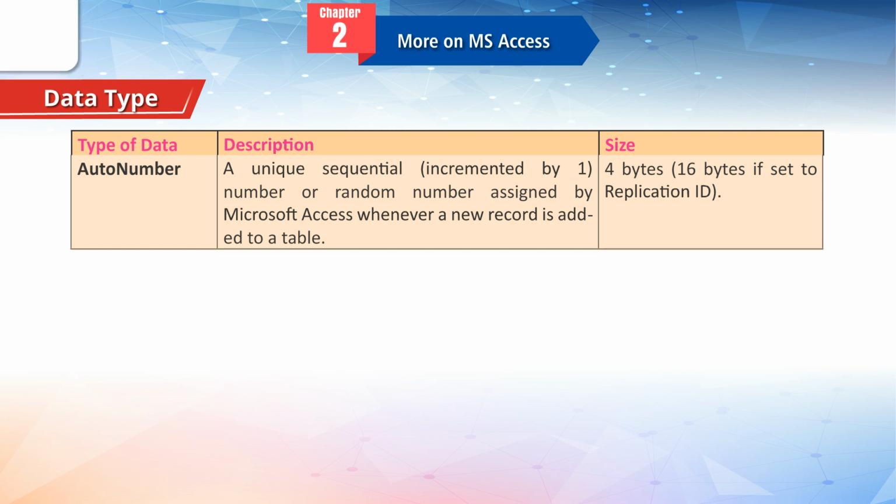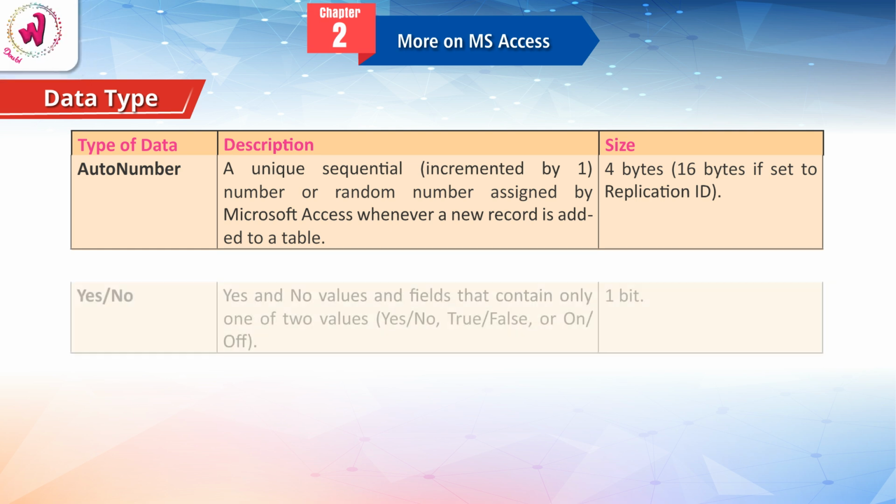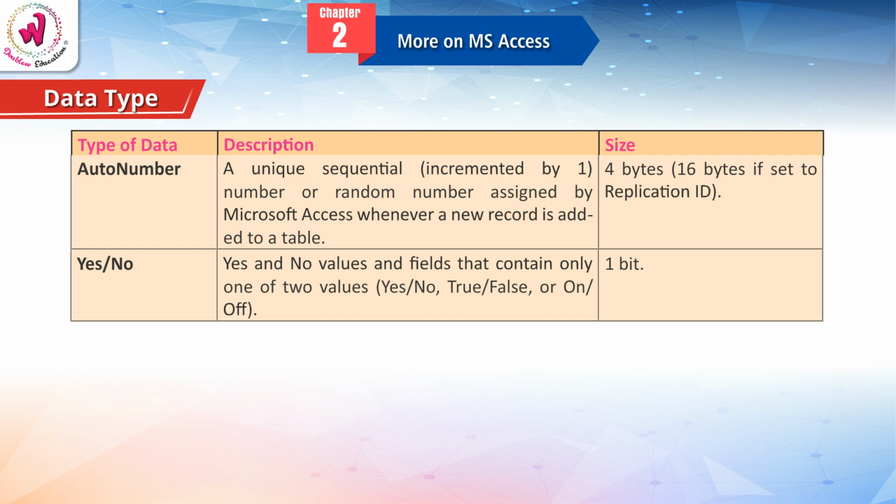16 bytes if set to replication ID. Yes and no. Yes and no values and fields that contain only one of 2 values. Yes or no, true or false, or on or off. 1 bit. Here are some of the other specialized data types you can choose from in Access.